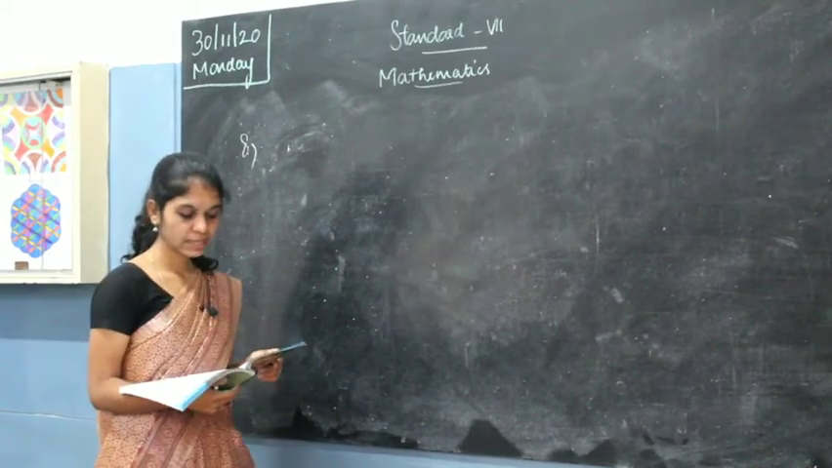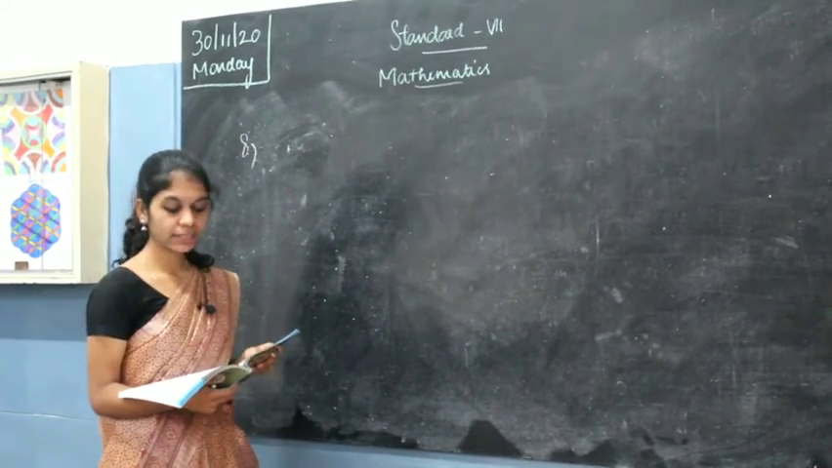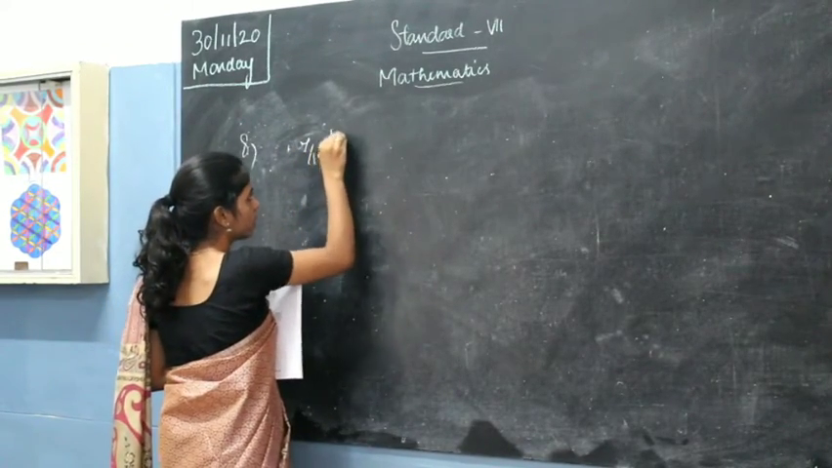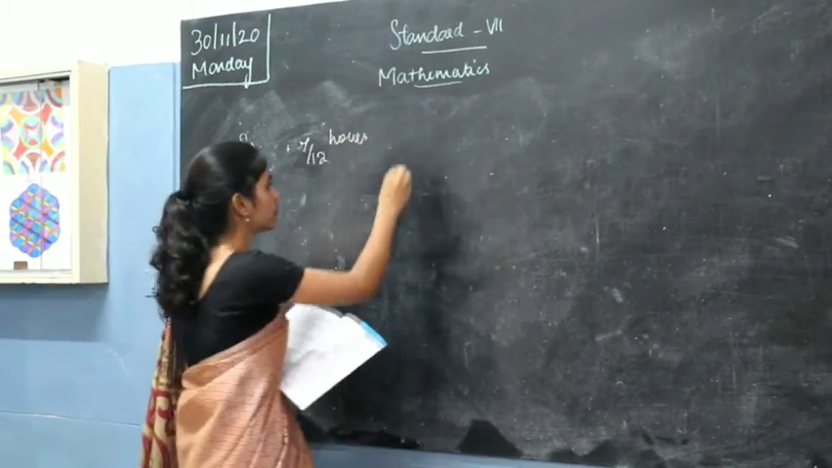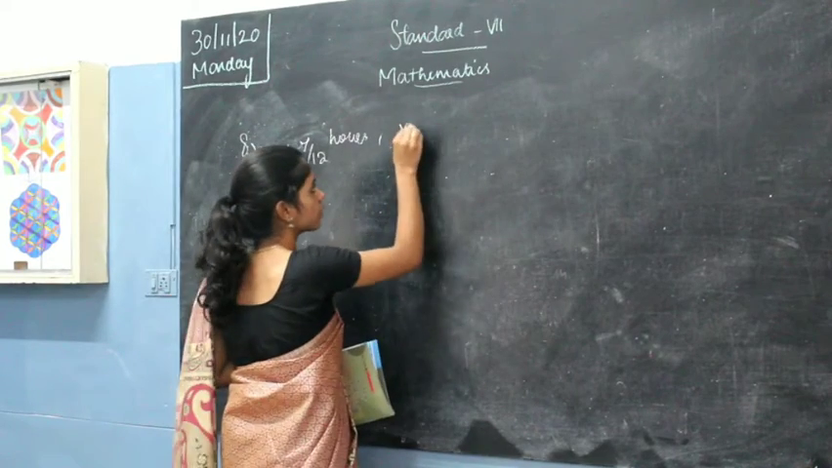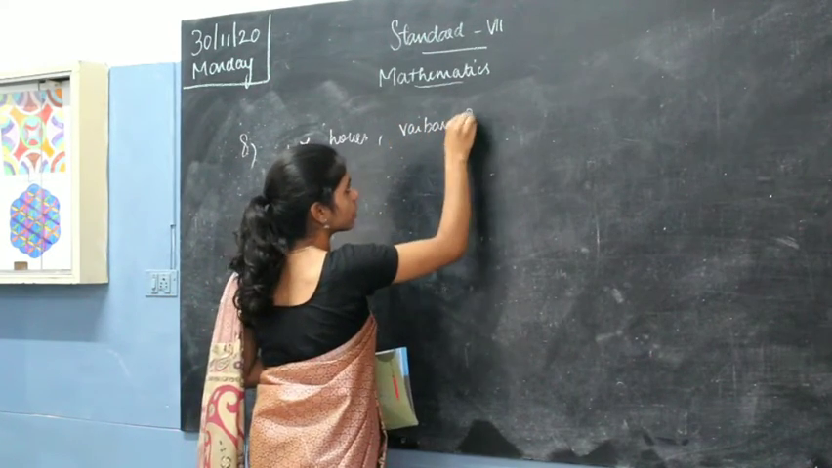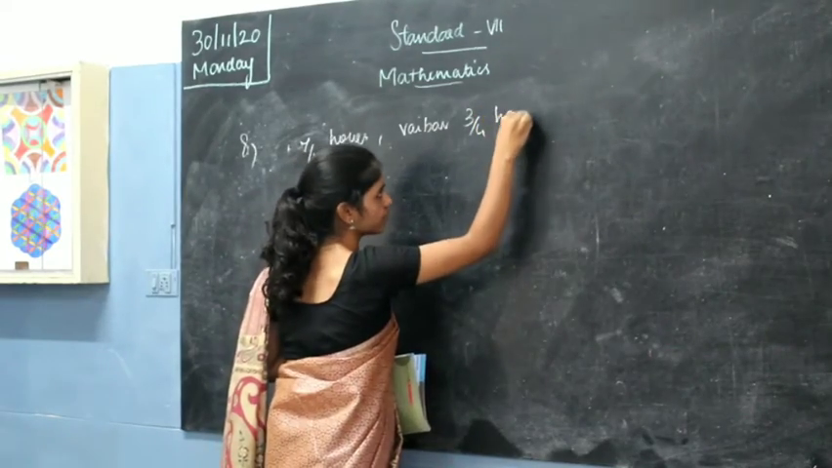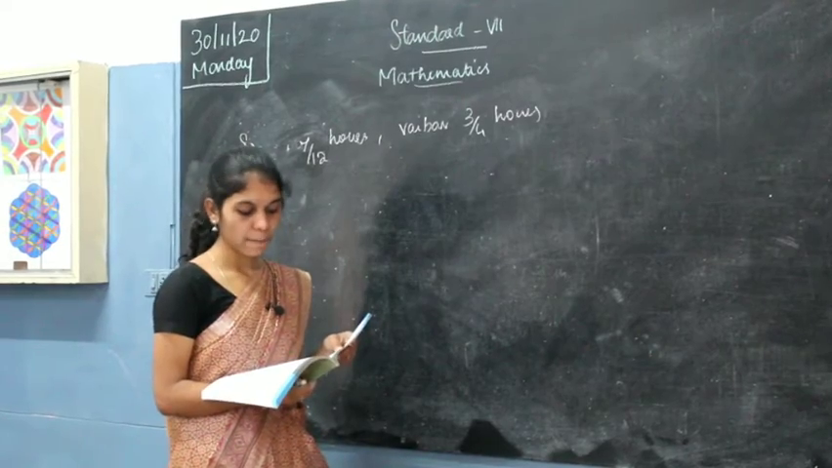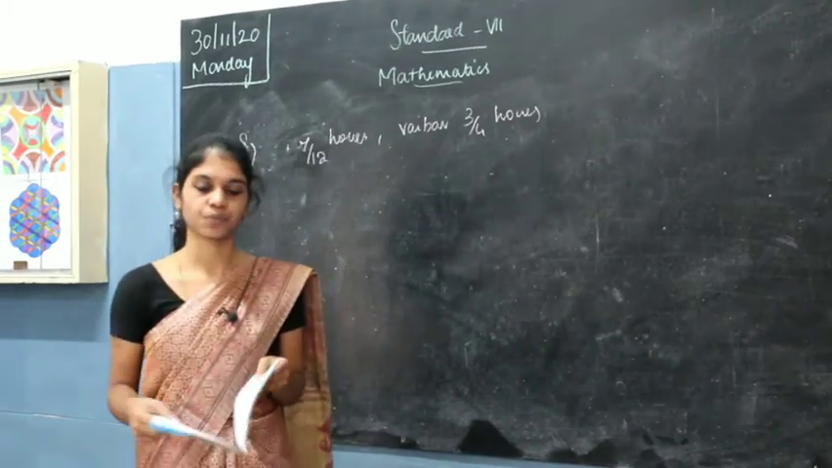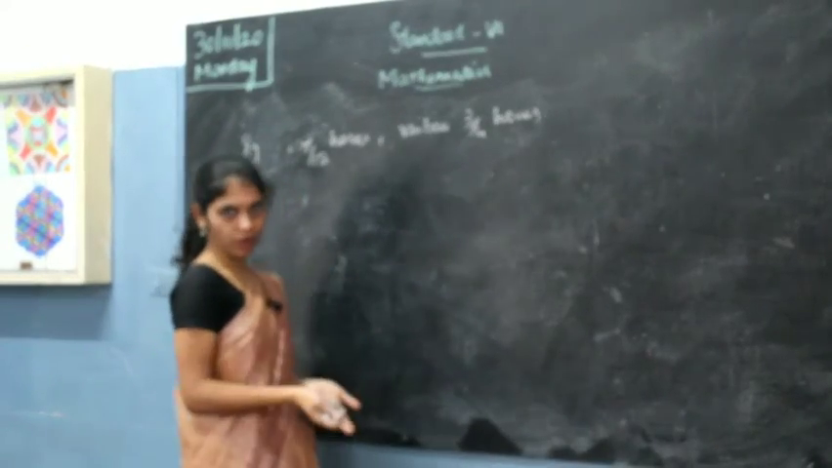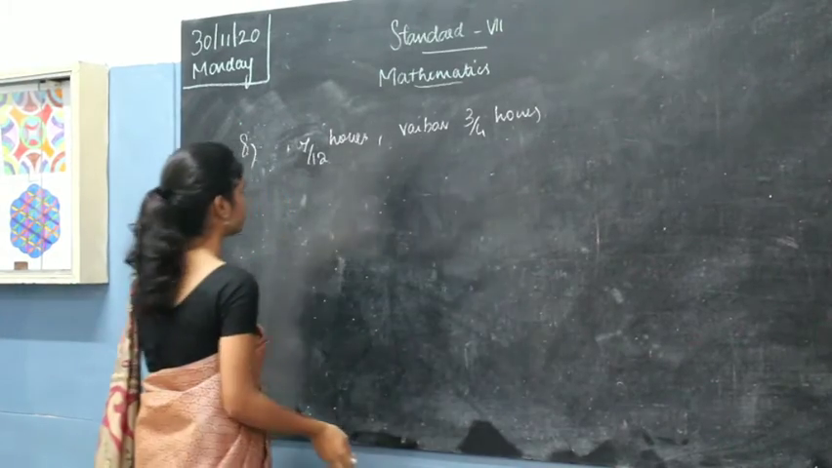Okay, this is: Michael colored a picture in 7 by 12 hours. Michael colored the picture in 7 by 12 hours. And Vaibhav finished coloring in 3 by 4 hours. So what have they asked? Who worked longer? By what fraction was it longer? Okay. So now we are going to see who worked for more hours and how long it takes.